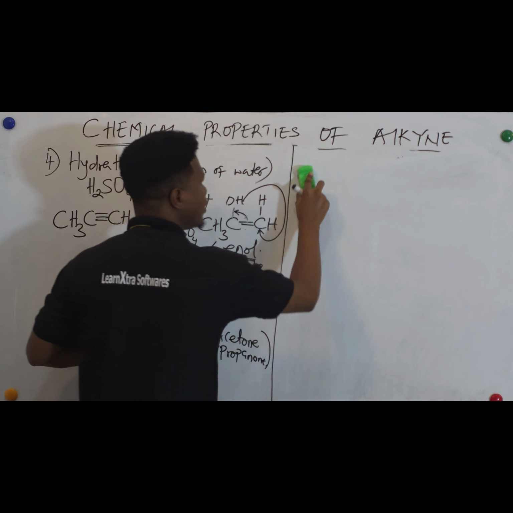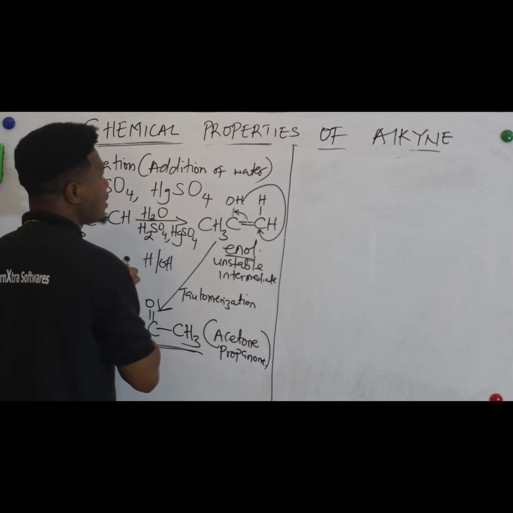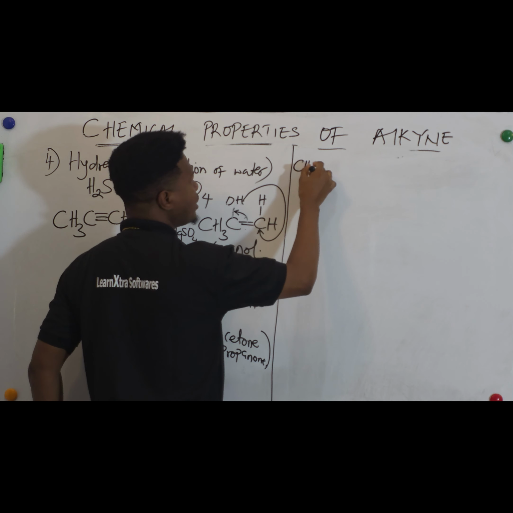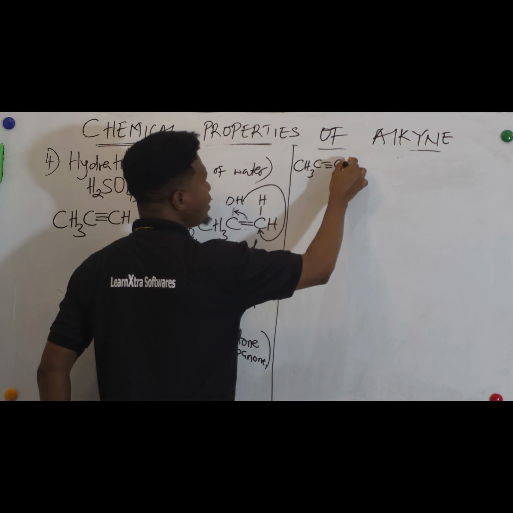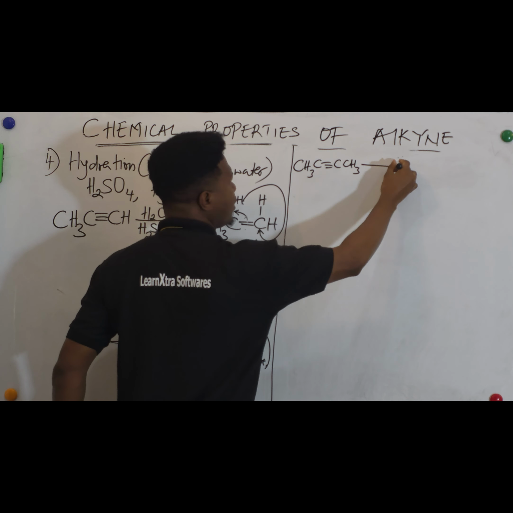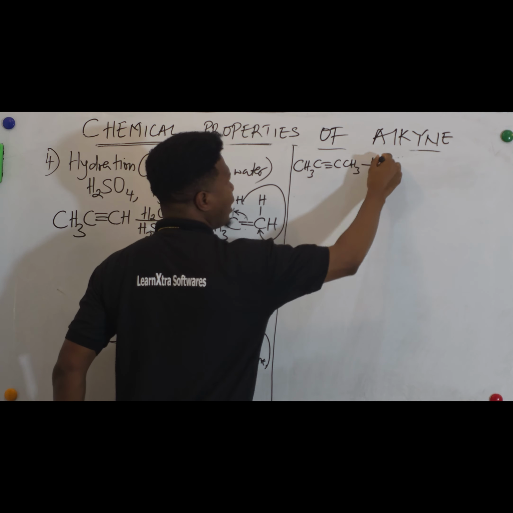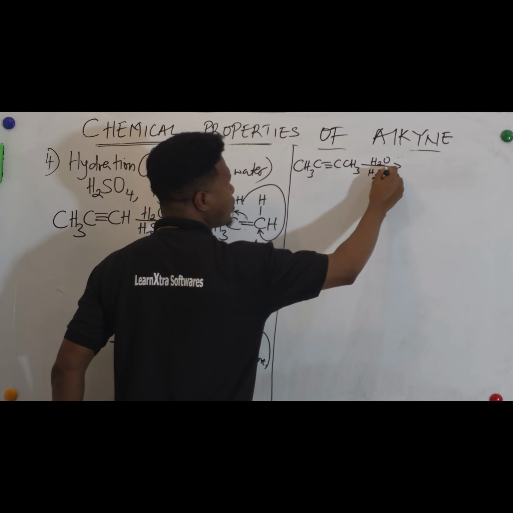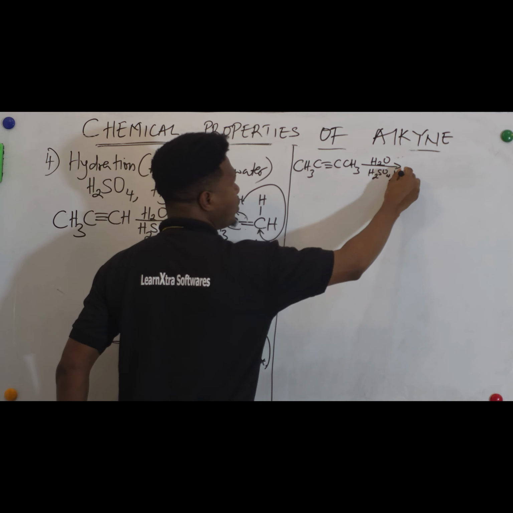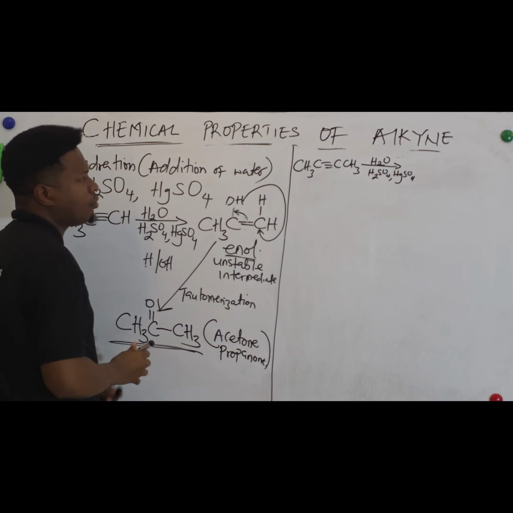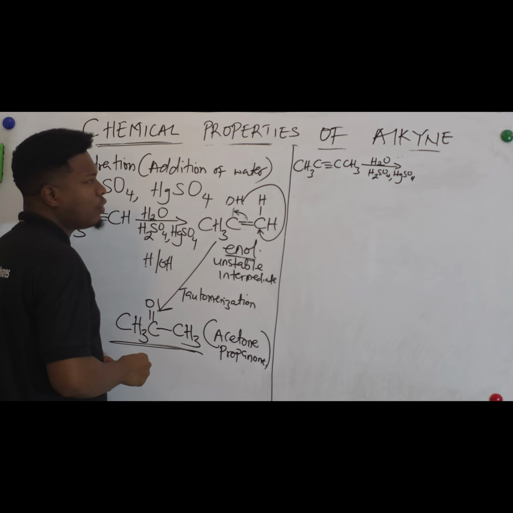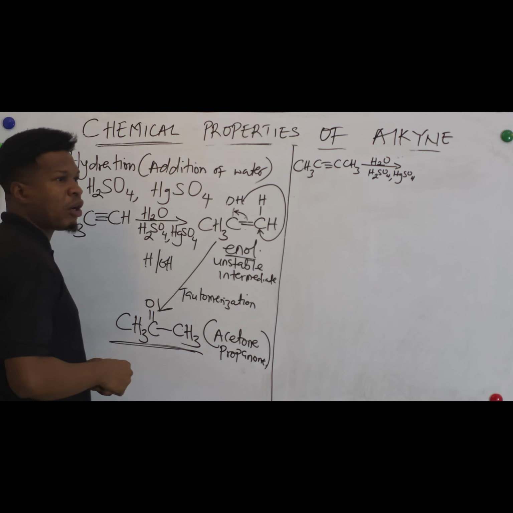Let's redo it. So let's say we have CH3, C triple bond C, CH3. Then we have addition of water and then the catalyst H2SO4 and mercury sulfate. Now, if you add water, I told you there is no need to apply Markovnikov's rule because anyhow you add it, you still get the same answer.